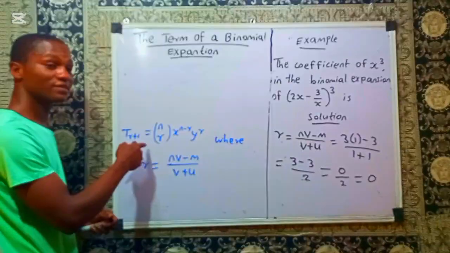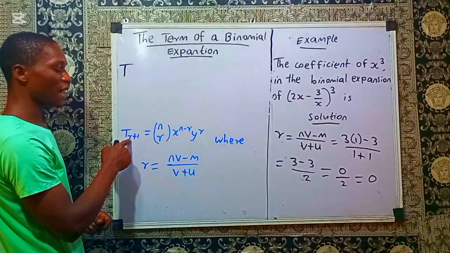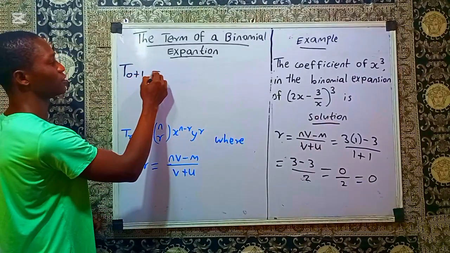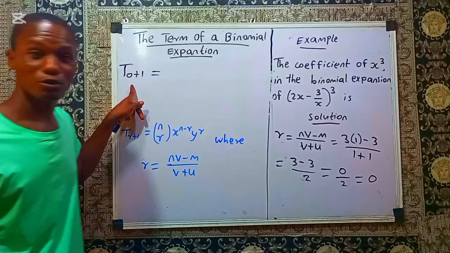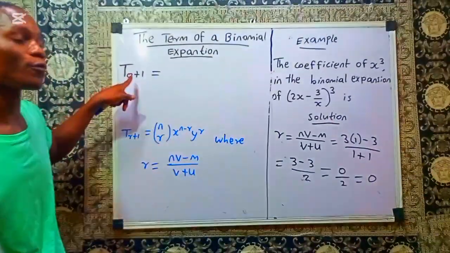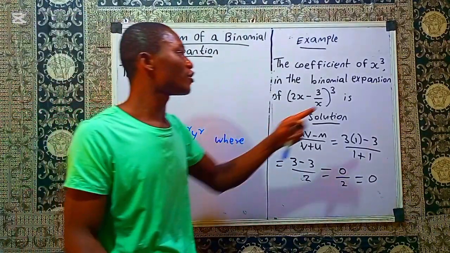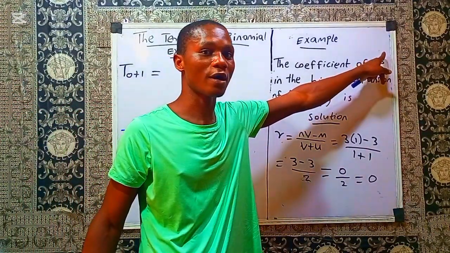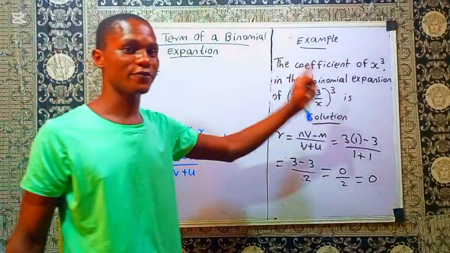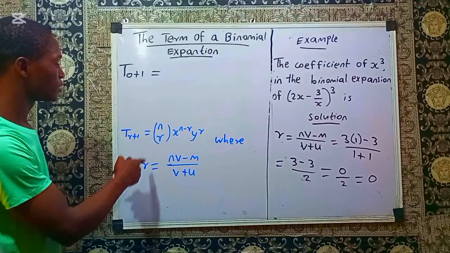We can now use this general term formula. The general term formula says t sub r plus 1. Our r is 0, so that's 0 plus 1. 0 plus 1 is what? 1. So this is t sub 1, which is the first term. It is the first term that will give us this x raised to power 3. Then we now get the coefficient of that x raised to power 3. So we now use this formula.